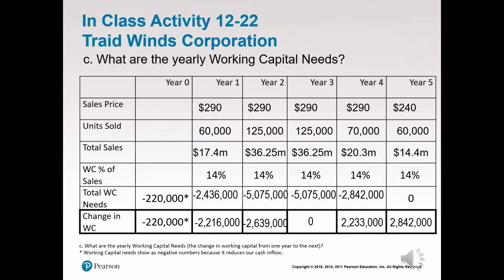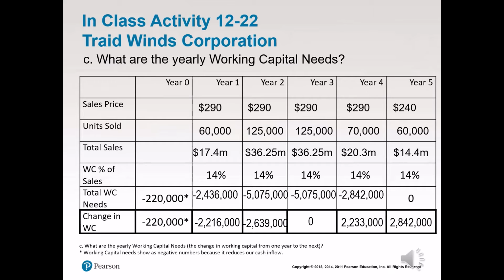Our units sold is a varying amount, starting with 6,000 in year 1, going all the way up to 125,000 for years 2 and 3, and then back down to 60,000 by the time we get to year 5. This means that our total sales predicted will be different for every year except years 2 and 3.